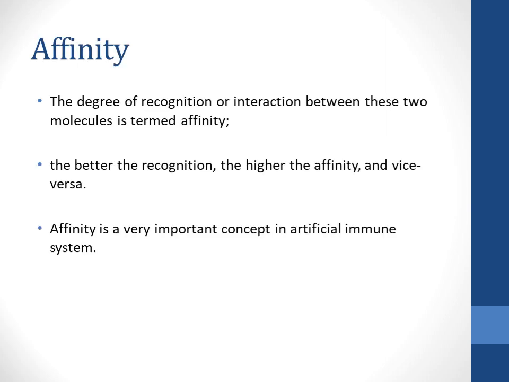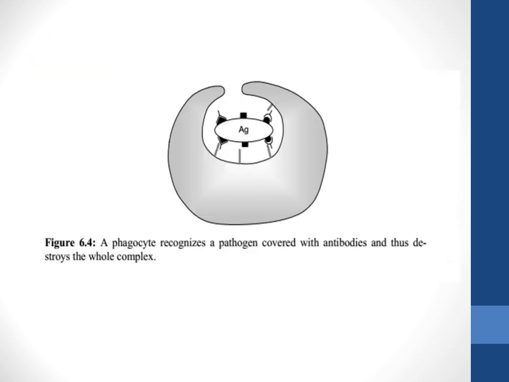So here the attraction between the B cell receptor and the epitopes of the antigen is called affinity. Whenever you have better recognition, you have higher affinity. The interaction is more. So when the interaction is more, the receptor has the capability of capturing the entire molecular pattern of the antigen present. So this affinity is an important concept in the artificial immune system.